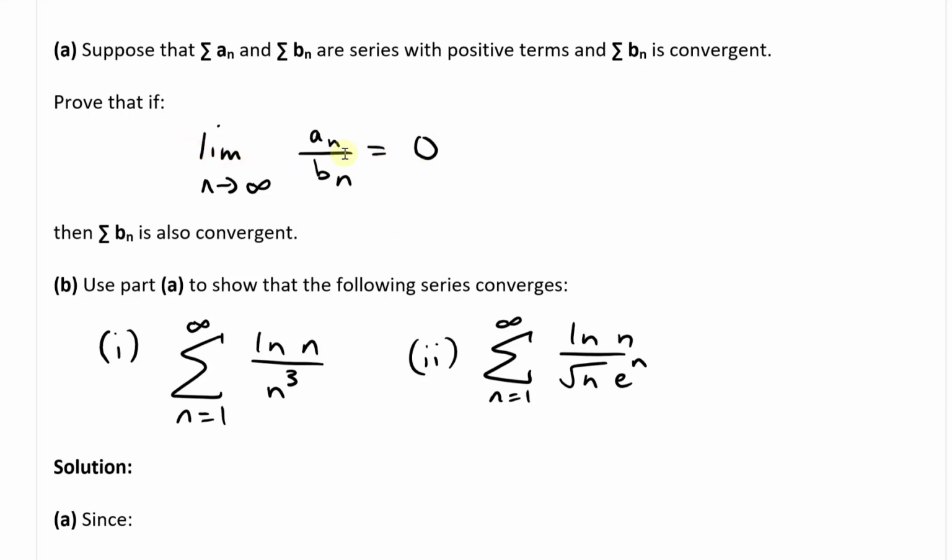So prove that if we have this scenario, the limit of this ratio equal to 0, then An is also convergent if Bn is convergent, and this is the case.